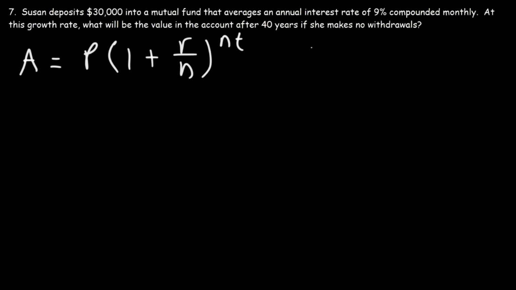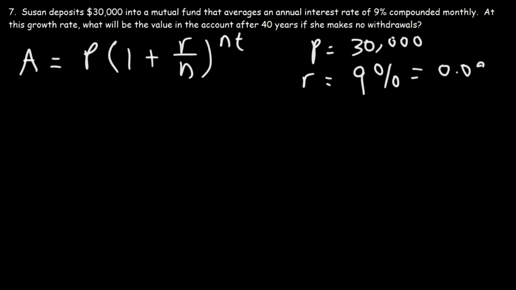Now, P is the principal. We know that it's 30,000. That's how much she invests into this mutual fund. R is the annual interest rate, which is 9%, but we need to divide that by 100, so we're going to plug in 0.09 for R. N is the number of times that the account is credited with interest in a year. It's compounded monthly. So how many months are in a year? We know that there's 12 months in a year, so N is 12. T is the total number of years that the money is kept in the account. She's going to keep it for 40 years. So T is 40.